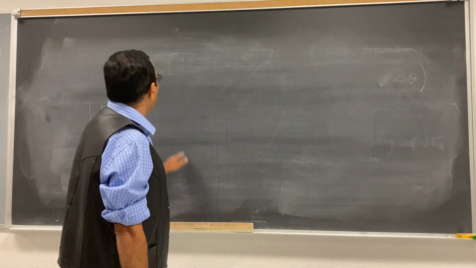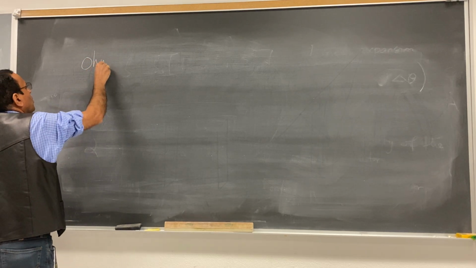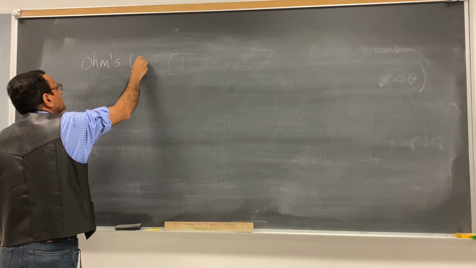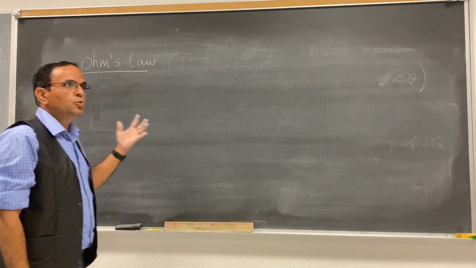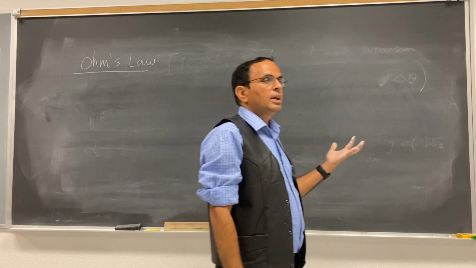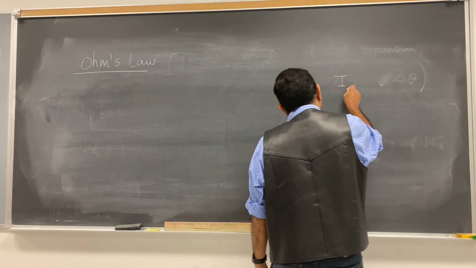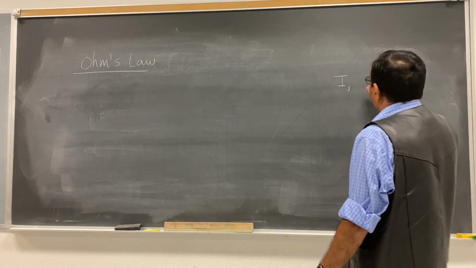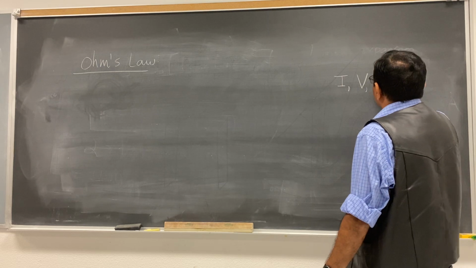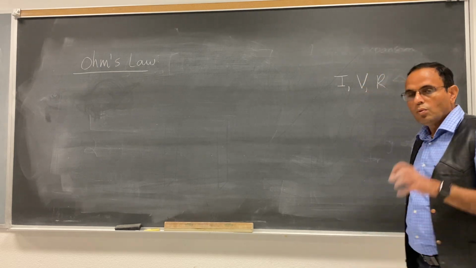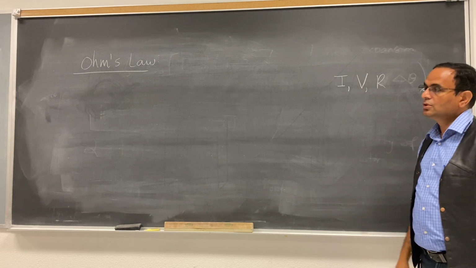But now I want to talk about Ohm's law. One of the important laws, a very basic law. Ohm's law is the relationship between I, current, V, voltage or potential difference, and the resistance R. Ohm's law relates I, V, and R. So what is this?